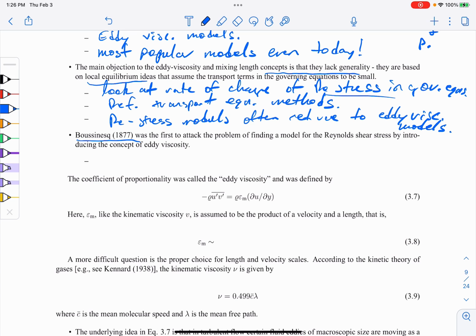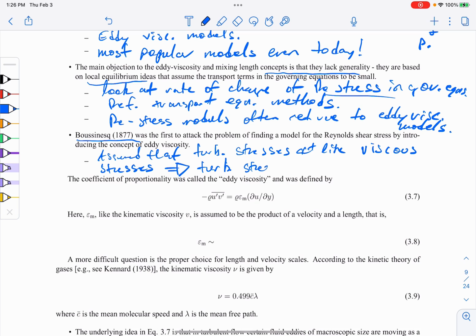He's credited with first proposing this type of model, to try and close the boundary layer equations, the turbulent boundary layer equations. So what did he propose exactly? He assumed that the turbulent stresses act like viscous stresses, which implies that the turbulent stresses are proportional to a velocity gradient.